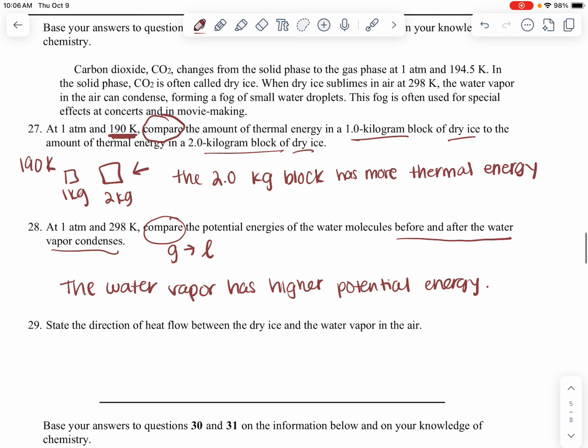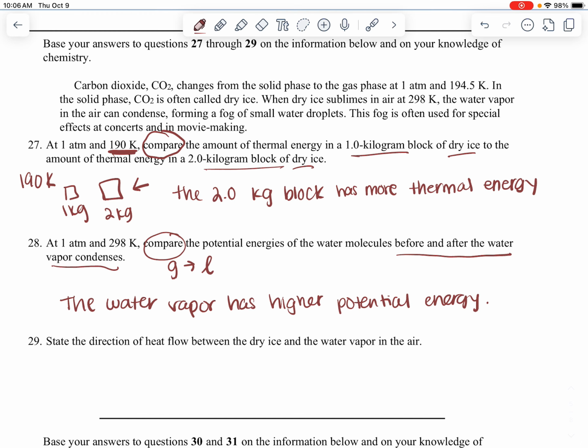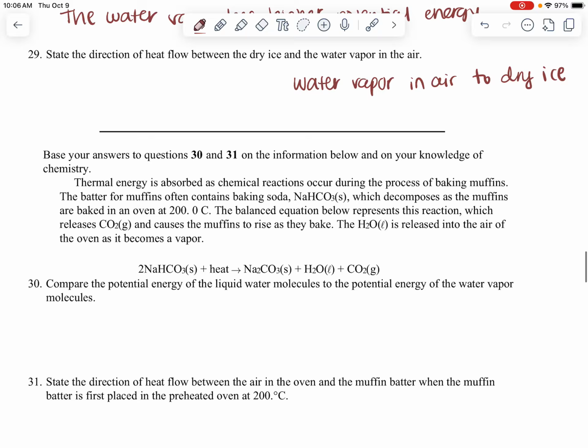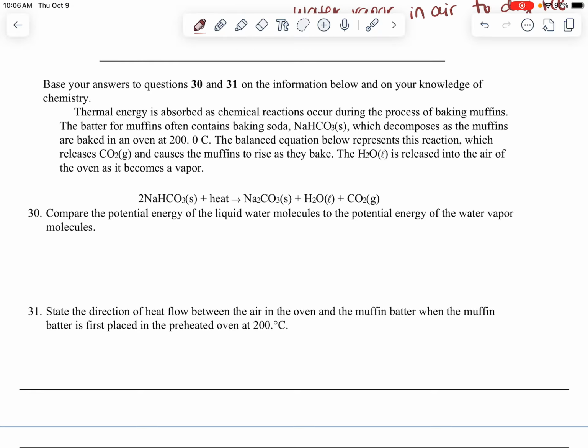All right, heat flow, dry ice and water vapor. It tells us that the dry ice is at 194.5 K. The air is at 298. Right, so it's going to go from the air, or the water vapor, to dry ice. From high to low. So once again, this is really the same type of question. Gas has more energy, right? So we could just say that the water vapor has higher potential energy.